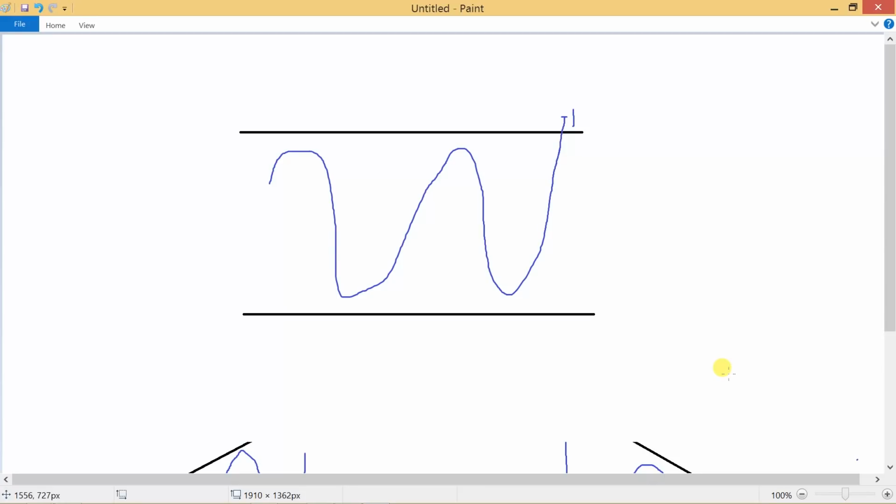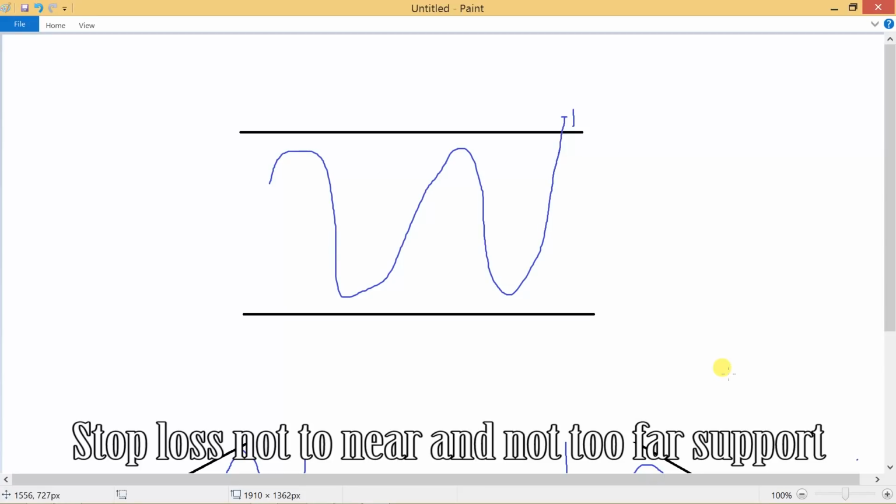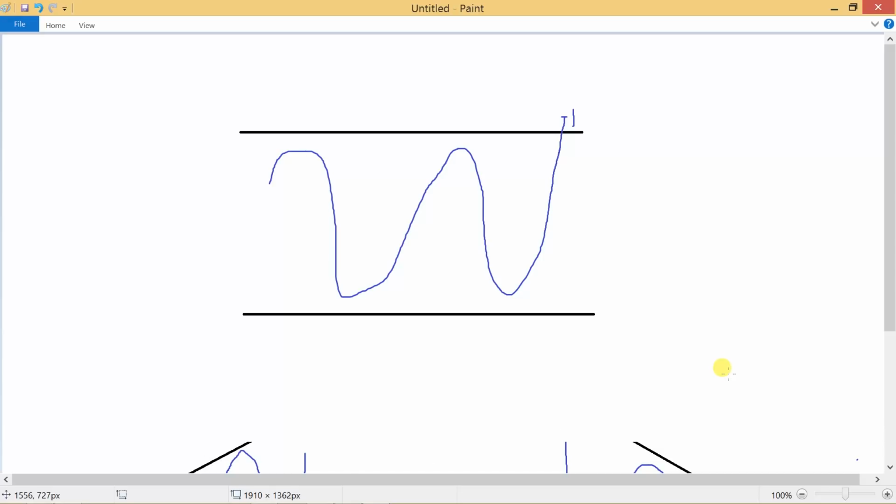I will always reiterate to have an exit strategy. Set your stop loss not too far and not too close to the resistance level so you can still be in the trade in case small fluctuations in the price happen. So now let's look at a real market, and then I'll show you how to trade using breakout.